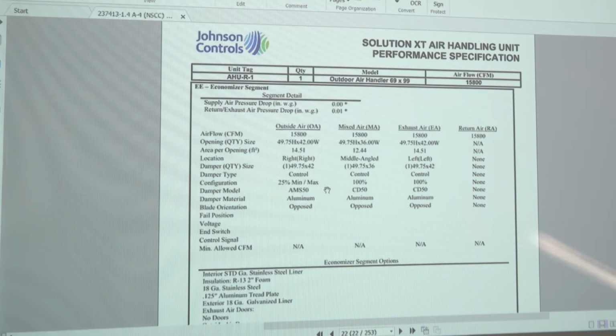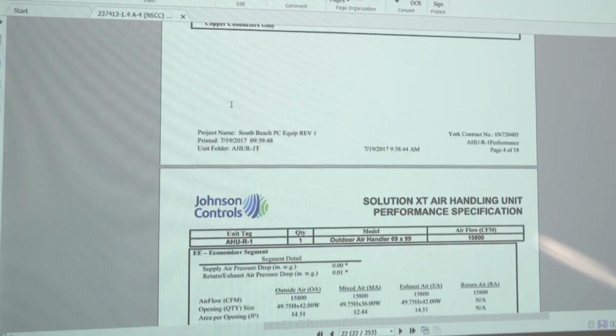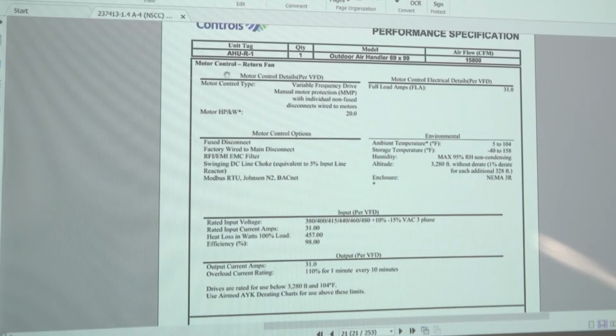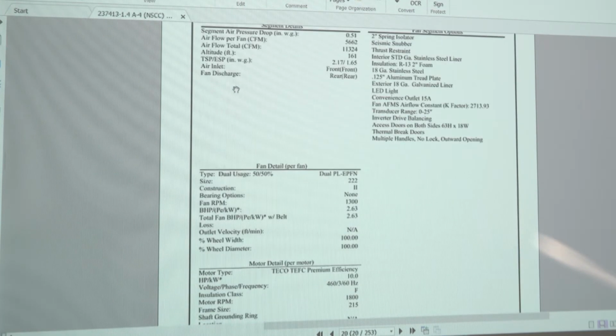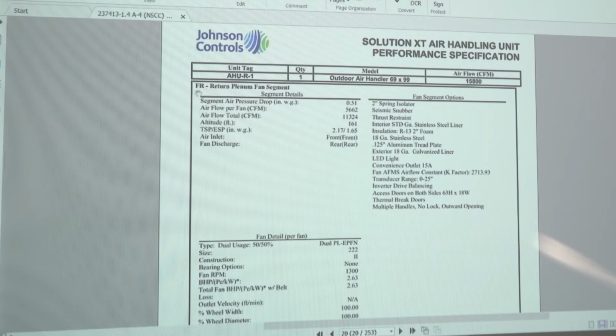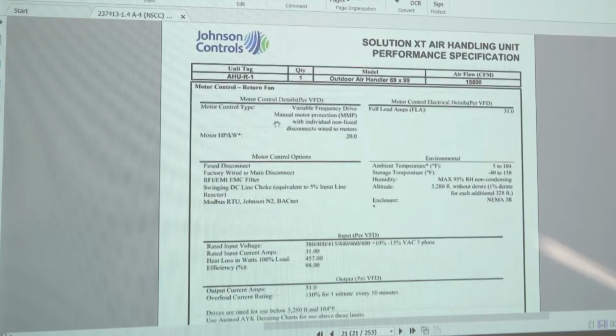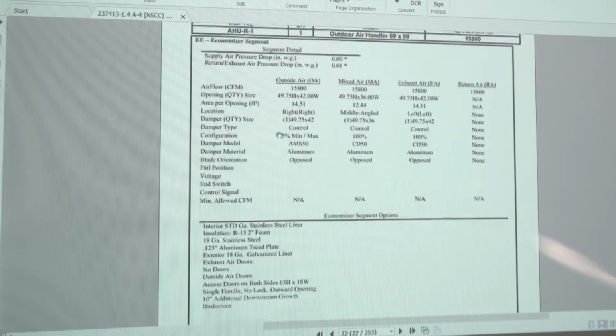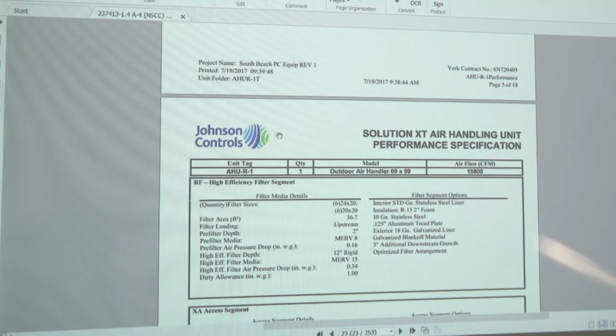Okay, you get into some of your economizer segments. It talks about outside air, mixed air, exhaust air, return air. Okay, these are your different values that were all utilized in the creation of this economizer segment, where you see these little notations, EE, economizer segment. You see the FR, okay, the return fan segment. Those are all related to the first schematic that we looked at when we saw the plan view and the elevation view of the unit. It will identify what section those are.